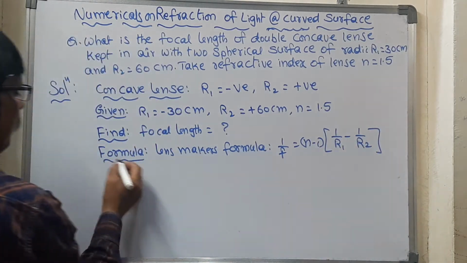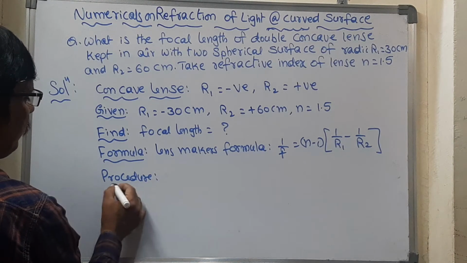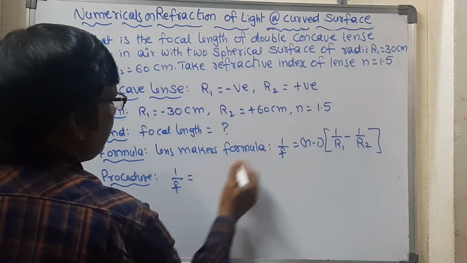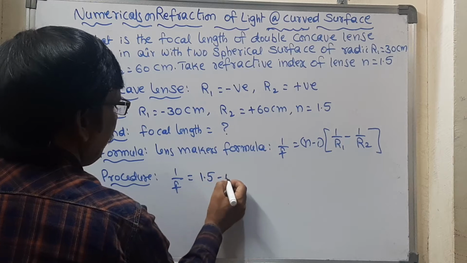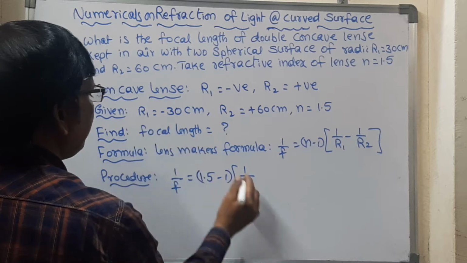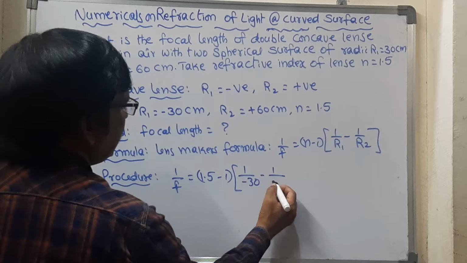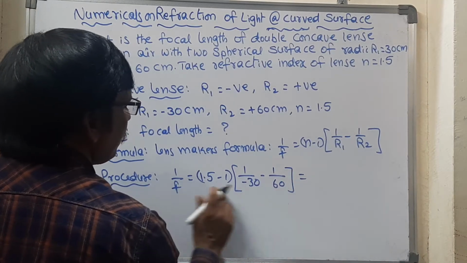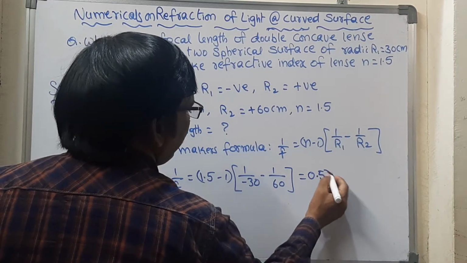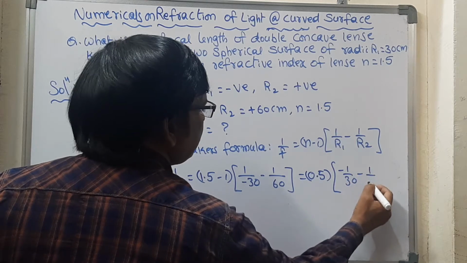Next, the calculation. 1 by F is equal to, substituting the values, n is 1.5 minus 1 into 1 by R1, which is minus 30, minus 1 by R2, which is 60. Then this is equal to 1.5 minus 1, which is 0.5, into minus 1 by 30 minus 1 by 60.